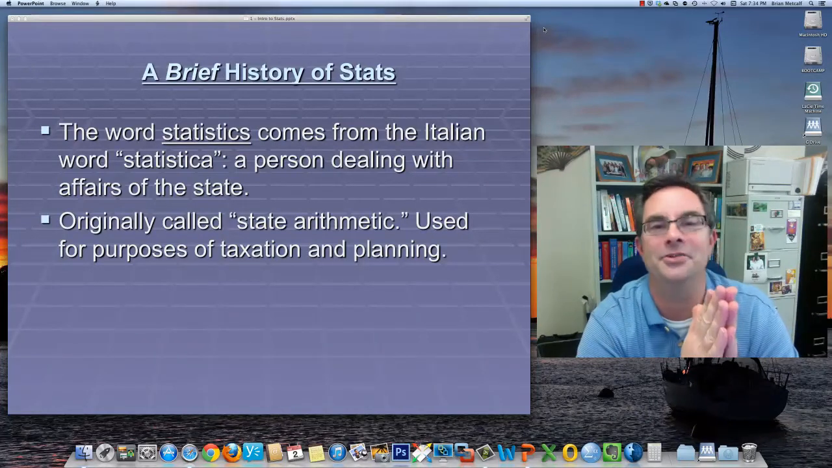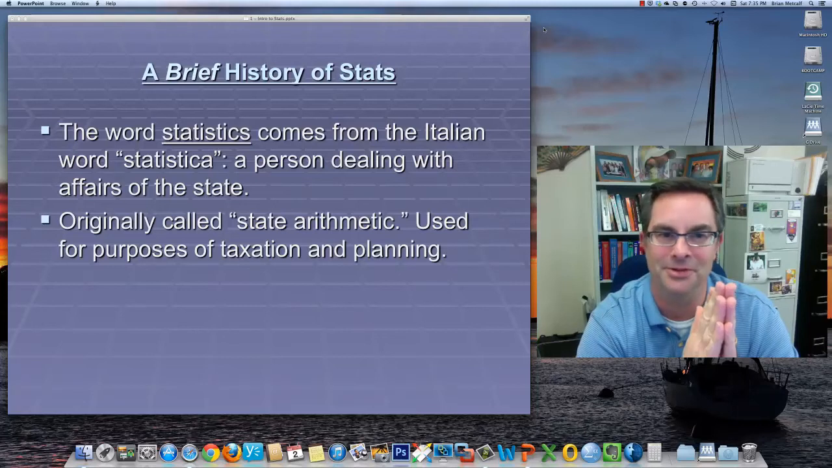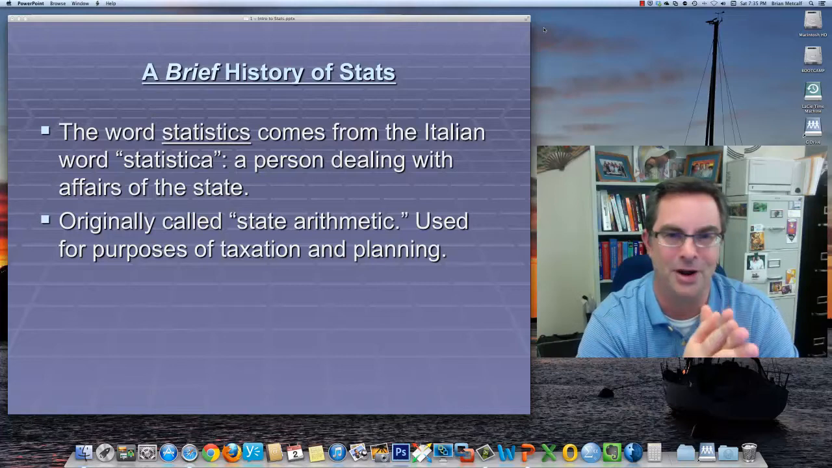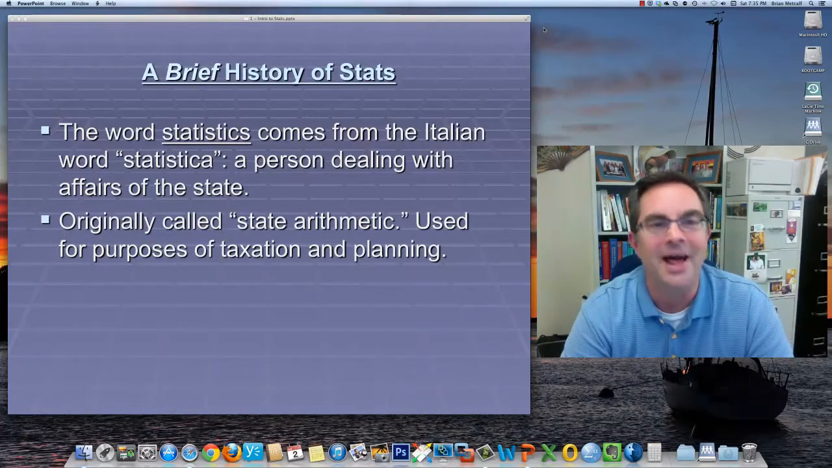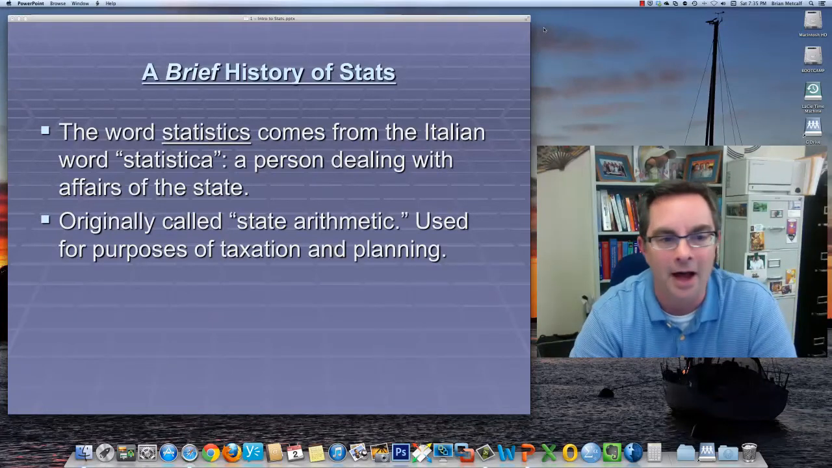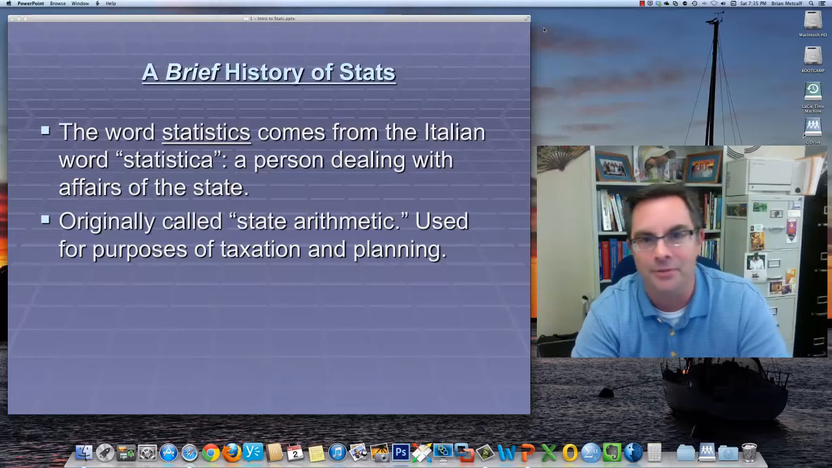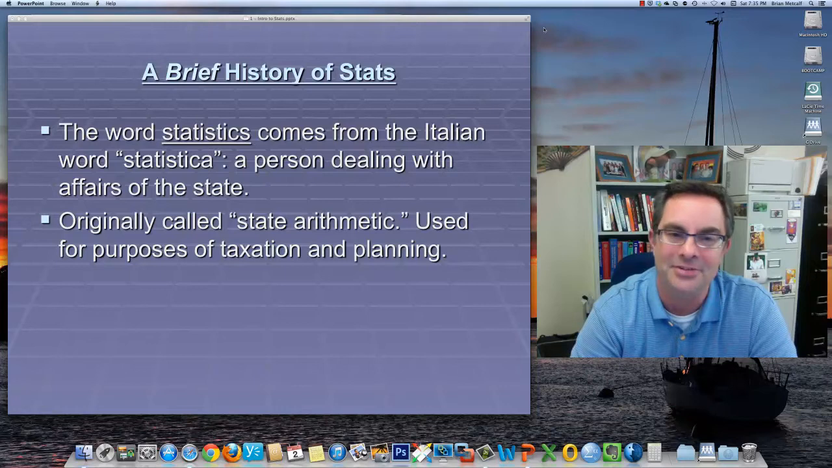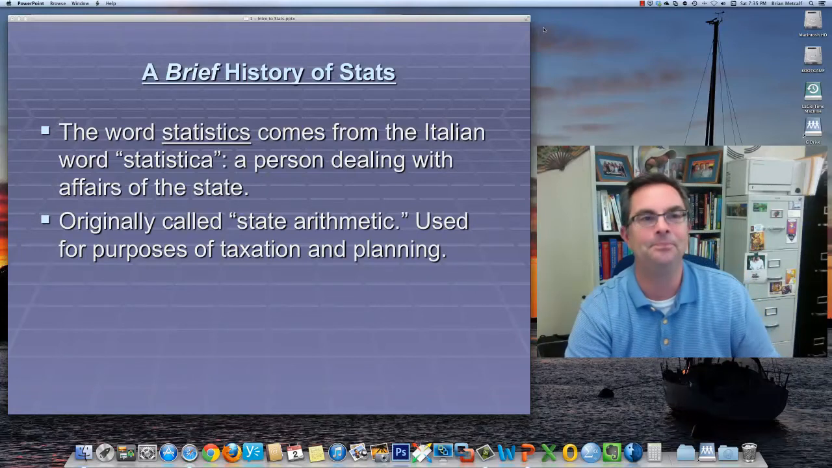Now, I really hesitate to talk too much about these two topics which are so popular with students, history and statistics, together at the same time. So I promise this will be brief. The word statistics does come from an Italian word, statistica, which refers to people that dealt with affairs of the state. Now, one of the great affairs of most states is to keep track of people for the purposes of taxing them. So that's kind of our origins here.